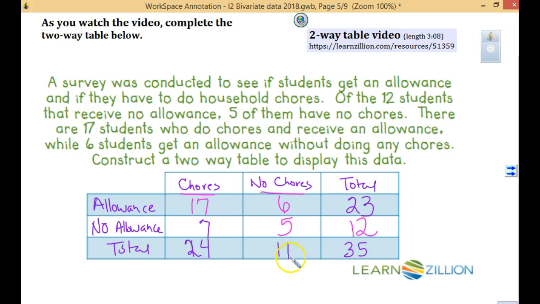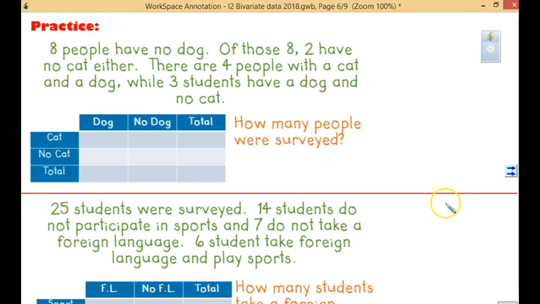So all of your numbers have to add up. If when you fill yours in, like you would have put 17 back here, and then you put the 6, all of a sudden the numbers are not going to work out. They're not going to add up. So once you start filling in the ones that are given to you in the story, my hint is on your homework, you might want to check before you do the whole thing.